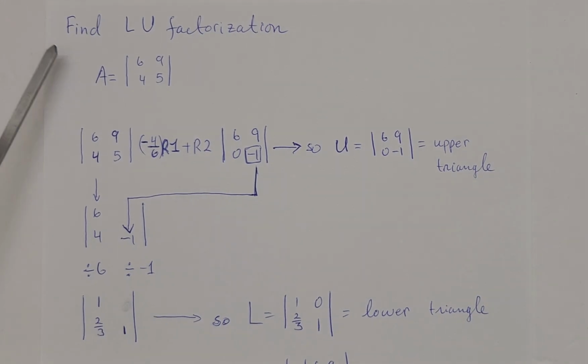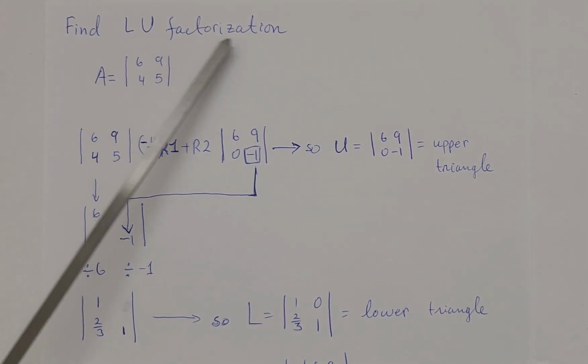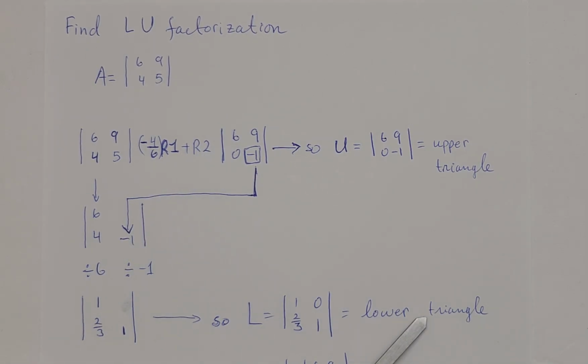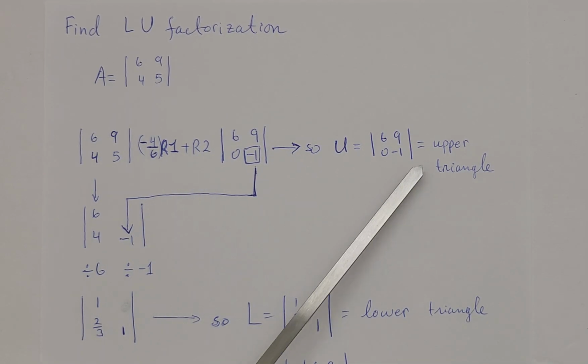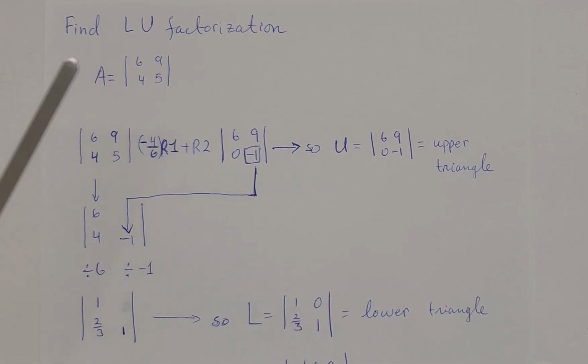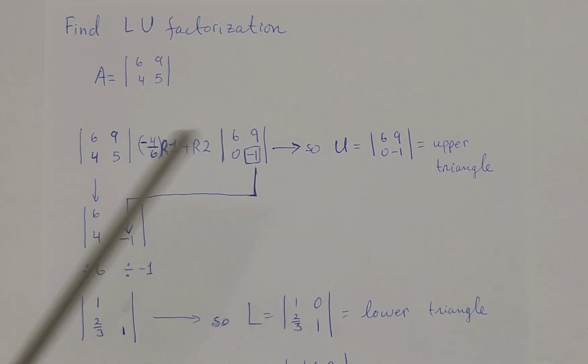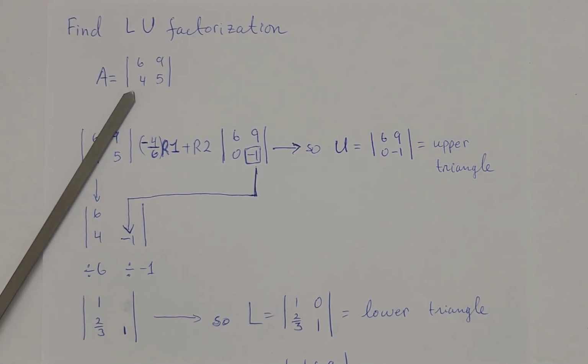This lesson is find LU factorizations. L stands for the lower triangle. U stands for upper triangle. Again, L is the lower triangle. U stands for upper triangle. Here is the original matrix.